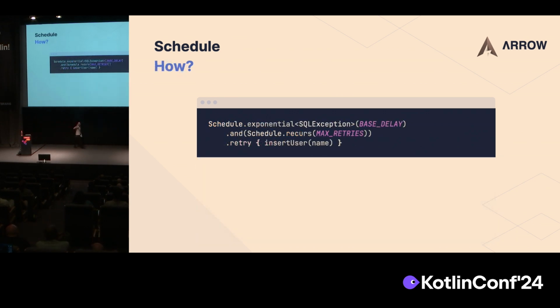So this is what the same code looks like using the Arrow resilience schedule type. We define an exponential schedule for any SQL exception that might have occurred with a given base delay. We can then compose that with a schedule that retries for a max retries amount of times. And we then simply call the retry function and call the function we want to retry inside. So here we have effectively decoupled the schedule, which is an immutable description, from the code that we want to retry.